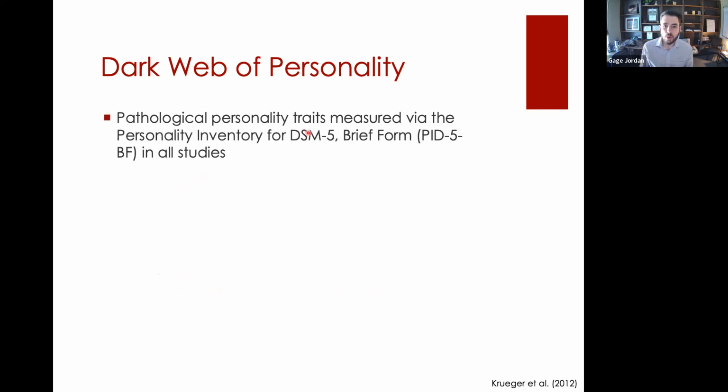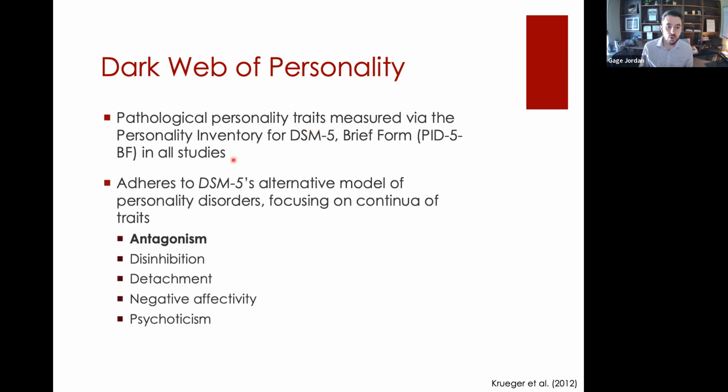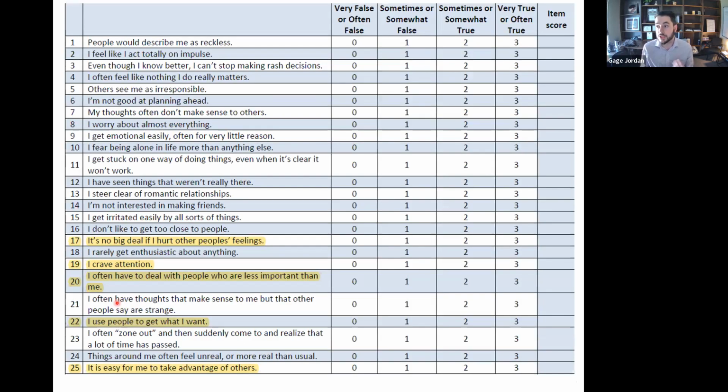Looking more so at these pathological personality traits, and those are things that can be measured here too. We look at antagonism, but there are a couple other traits here that we focus on with this particular measure. And again, this is how we measure personality traits. We are asking the person on a Likert type scale, how often do I hurt other people's feelings or crave attention, and so on and so forth. It's all the stuff that goes into antagonism here.